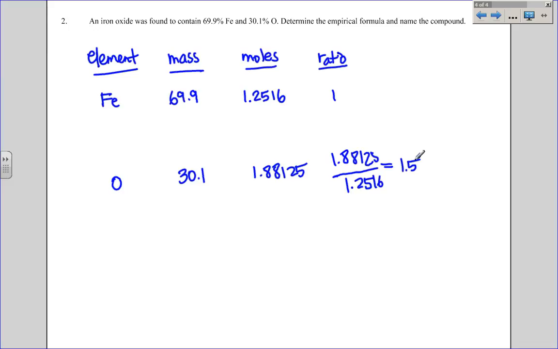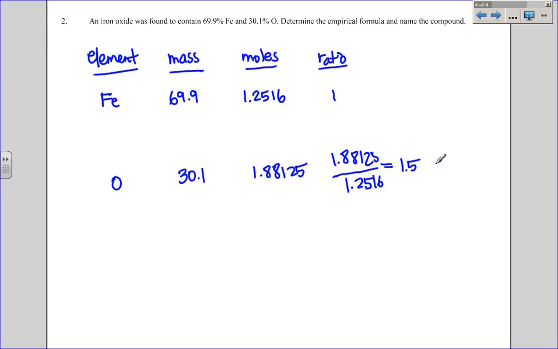So my first technique of dividing by the smallest number of moles is still not giving me a whole number ratio, which is not unusual. What we need to do is then analyze this further and decide what I need to do in order to convert this ratio, a 1 to 1.5 ratio, into a whole number ratio. And the way that we're going to do that is by multiplying by the appropriate factor. So what you need to do is take the value that's not a whole number and decide what it could be multiplied by in order to make it a whole number.